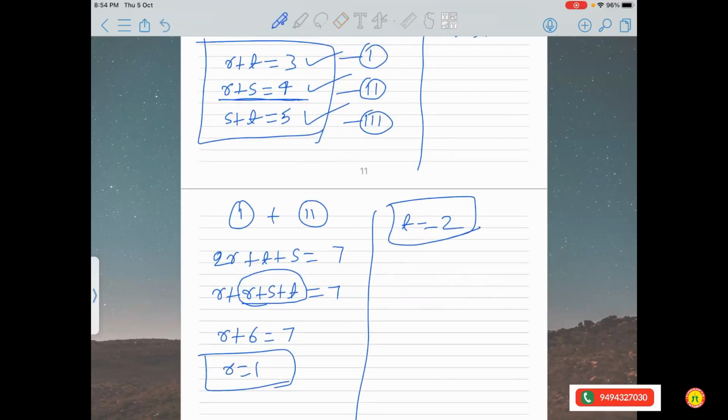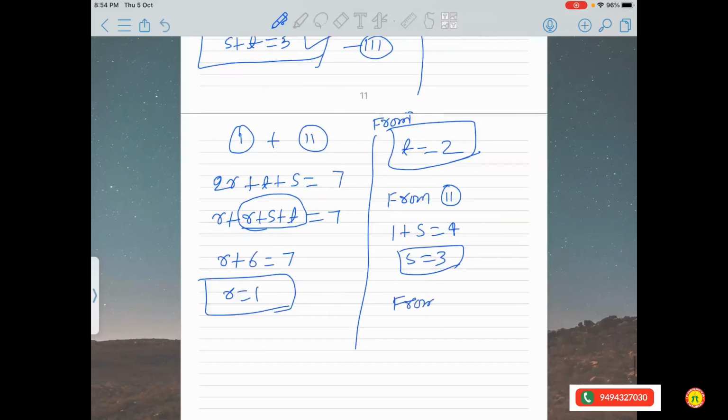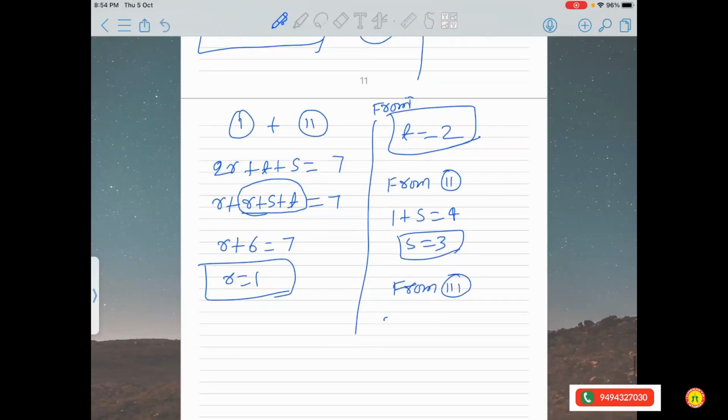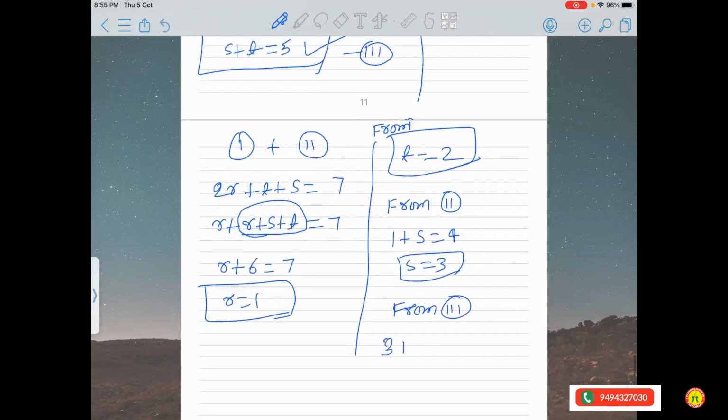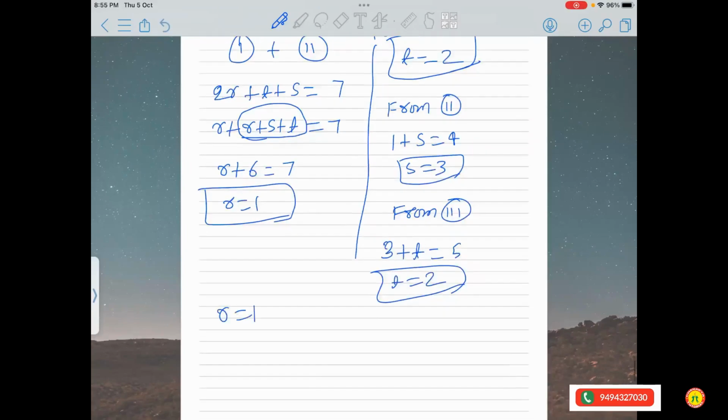From the first, T equal to 2. From the second equation, 1 plus S equal to 4, so S equal to 3. From the third, 3 plus T equals 5, so T equal to 2. So R equal to 1, T equal to 2, S equal to 3.